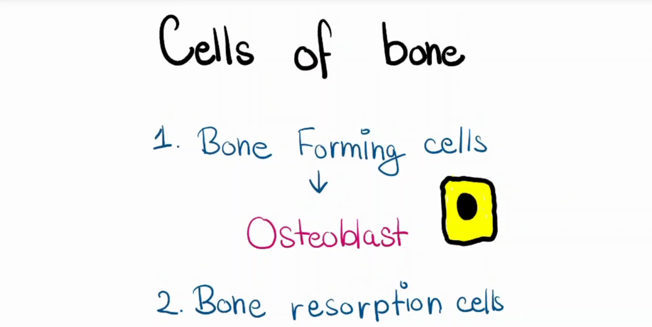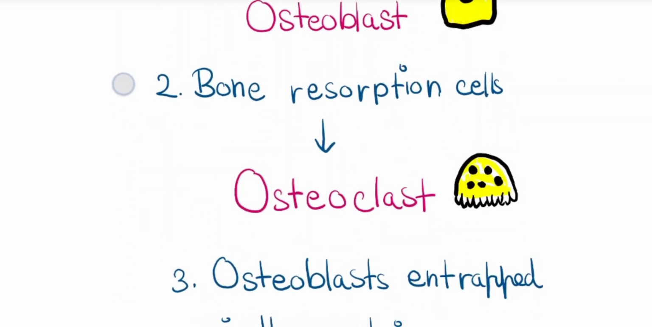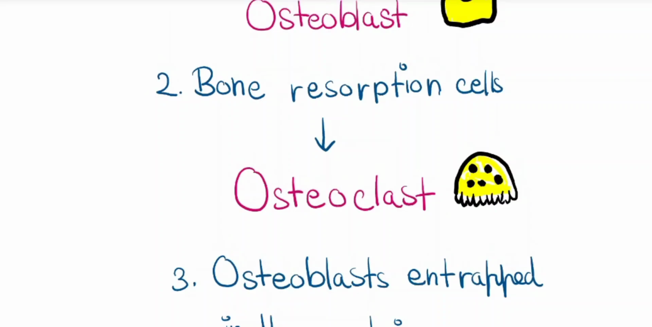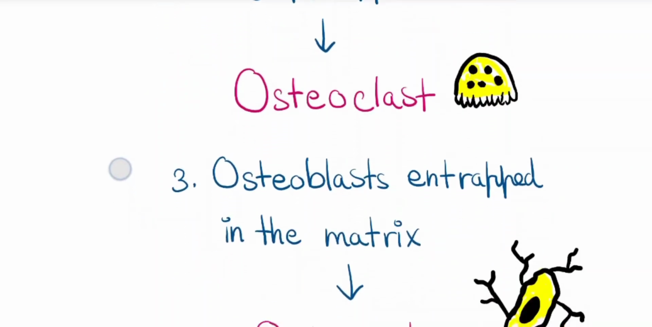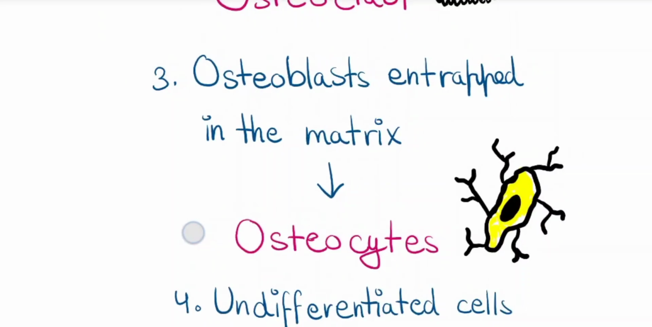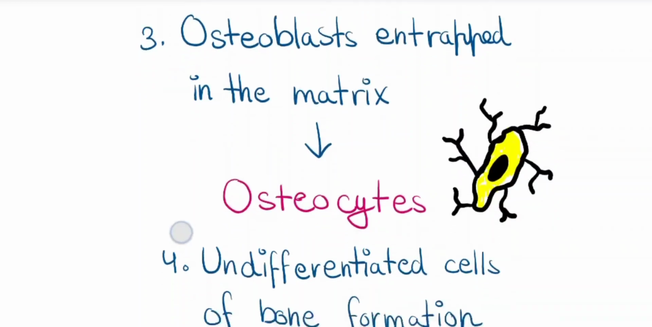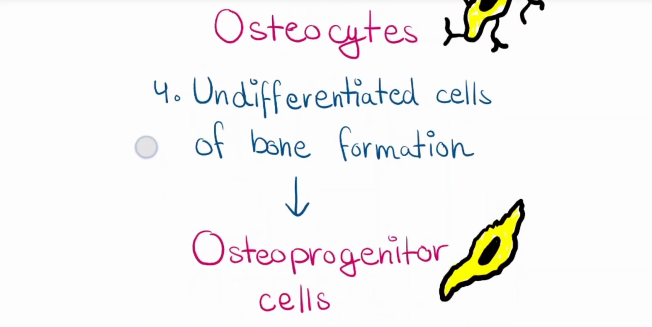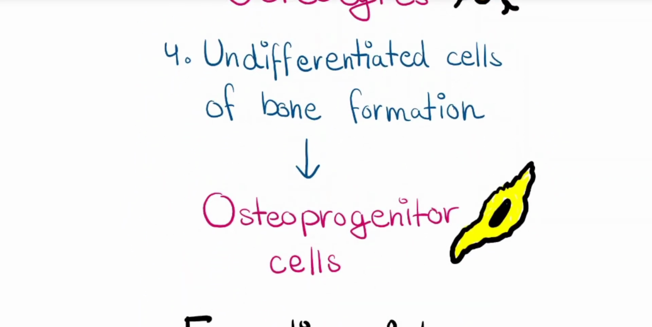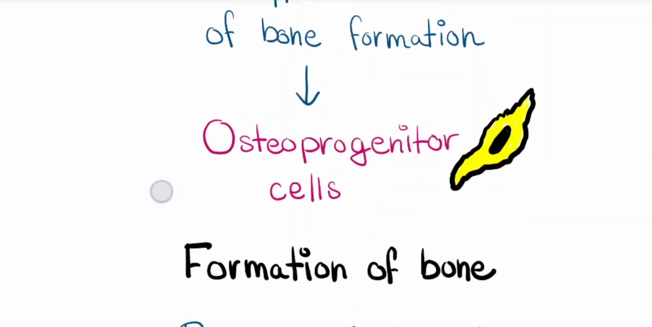Cells of bone. Bone forming cells are called osteoblast. Bone resorption cells are called osteoclast. Osteoblasts that are entrapped in the bone matrix are called osteocyte. And the fourth, undifferentiated cells of bone formation, are the osteoprogenitor cells.